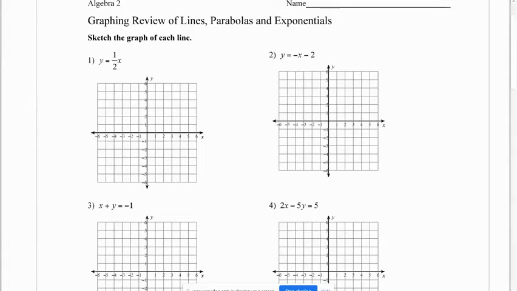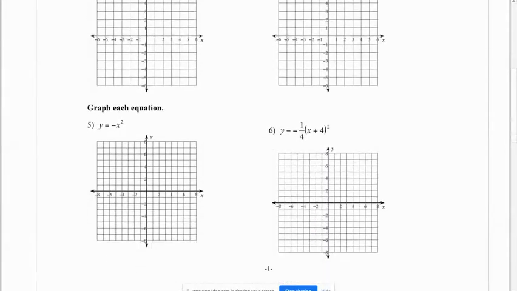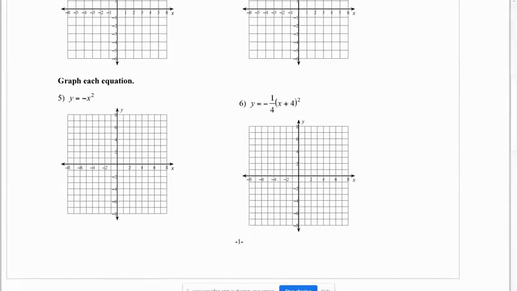On the graphing review worksheet, several of you asked about problems 6, 7, 8, and 9, so I'll go through those with you. So we want to think in terms of transformations of parent graphs. So the parent graph here is just the graph of y equals x squared.